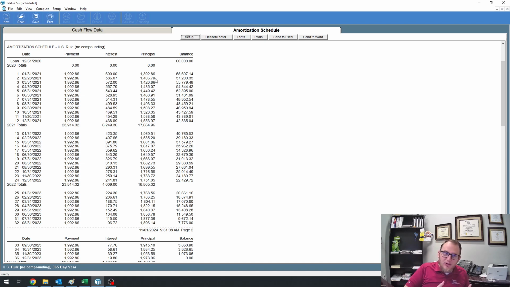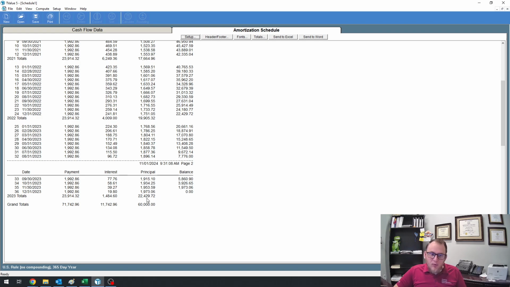The next payment, $1,406, is being applied to principal. The next payment, $1,420. Next one is $1,435, all the way down to the last one where $1,973 is being applied to the principal. So the interest is calculated based off of the outstanding principal balance on the loan. That's why the first payments are always going to have more interest than the last payments, because there's more principal balance that the interest is being calculated on.